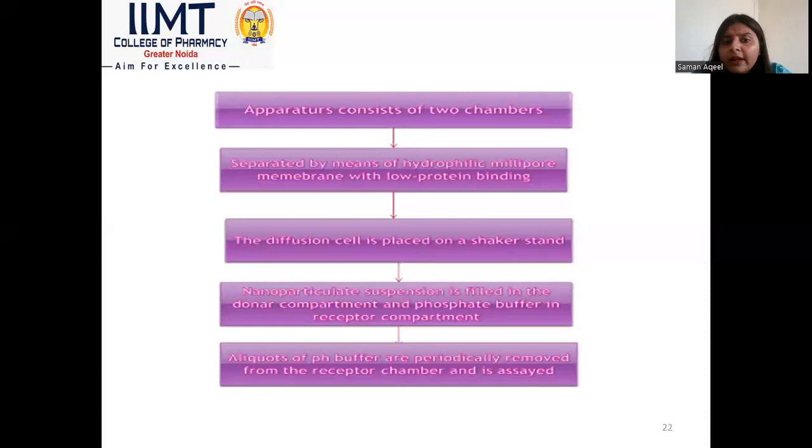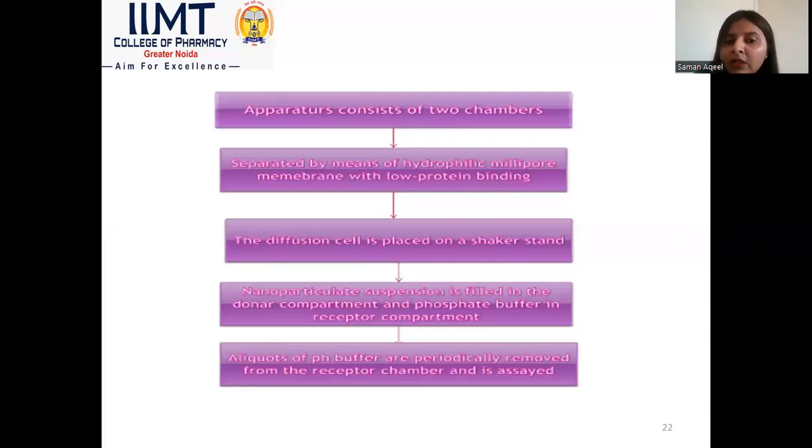The apparatus consists of two chambers separated by a hydrophilic millipore membrane with low protein binding. The diffusion cell is placed on a shaker stand. Nanoparticulate suspension is filled in the donor compartment and phosphate buffer in the receptor compartment. Aliquots of the buffer are periodically removed from the receptor chamber and analyzed. This is the method of in vitro drug release.